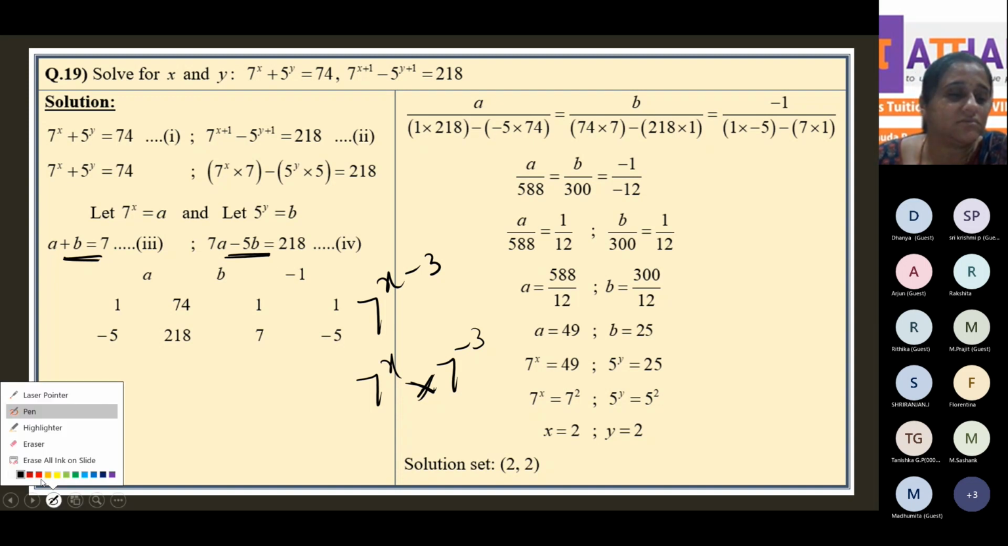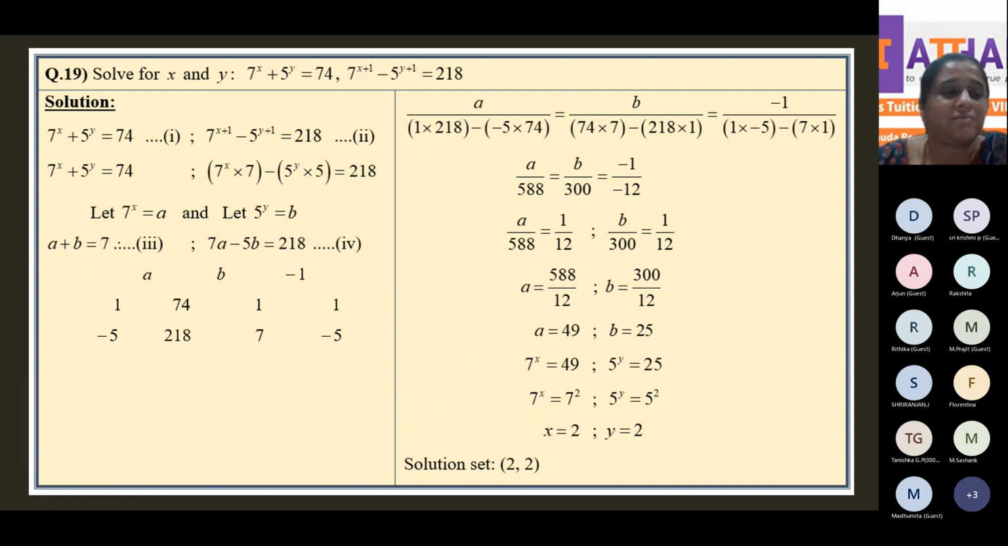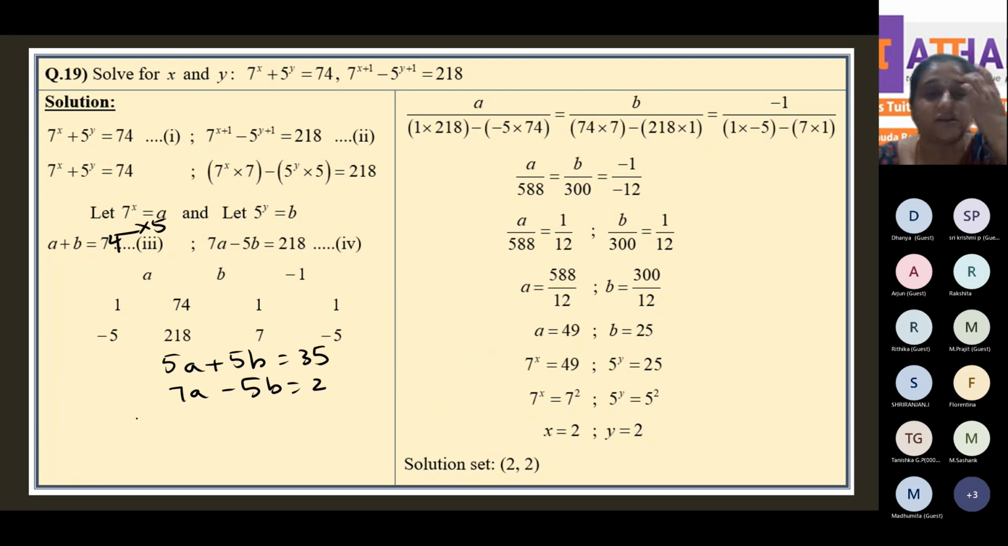So on solving, how do you solve this? You can multiply the first equation by 5. So you'll get 5A plus 5B is equal to... oh, not 35. This is 74, right? So 74 into 5. I'm sorry. 74 into 5 is 350, 370, correct? And next, 7A minus 5B is equal to 218.